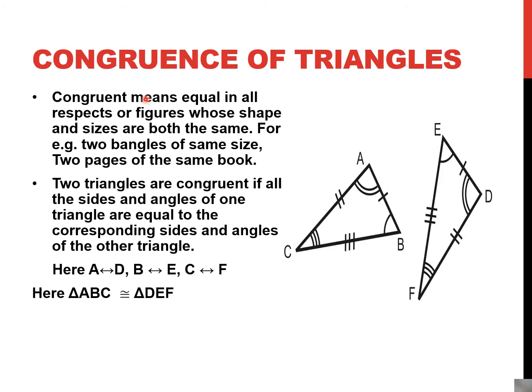Now the basic concept, congruence. Congruent means equal in all respects, or figures whose shape and sizes are both the same. So here you need to understand the meaning of the word congruent or congruence. That there are two figures which are equal in all aspects. They are of the same shape and the same size. Like from real life, if I take the example, let's say two bangles of the same size, or in fact we can take two pages of the same book.